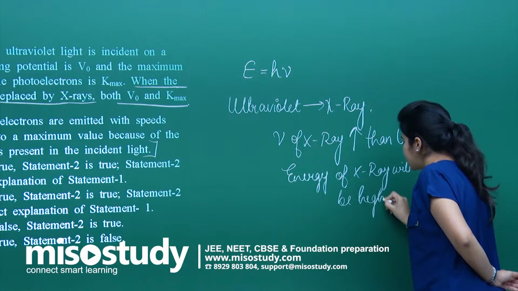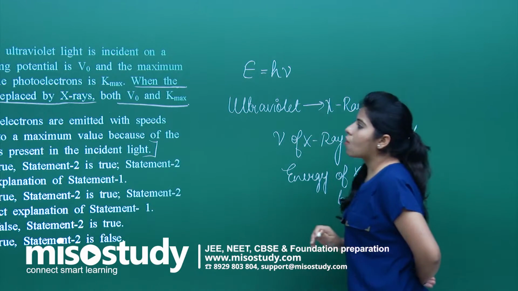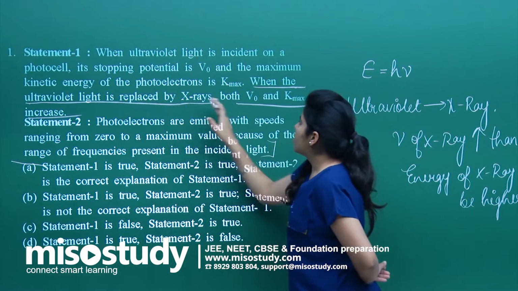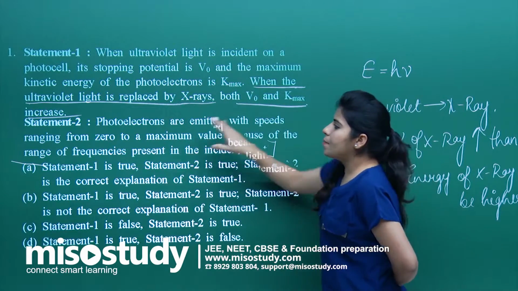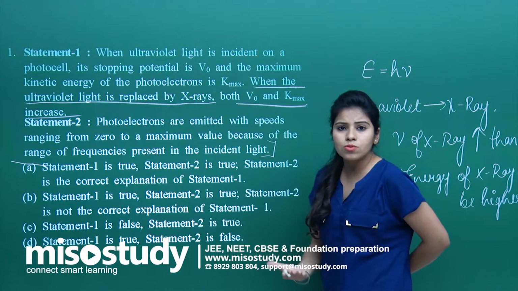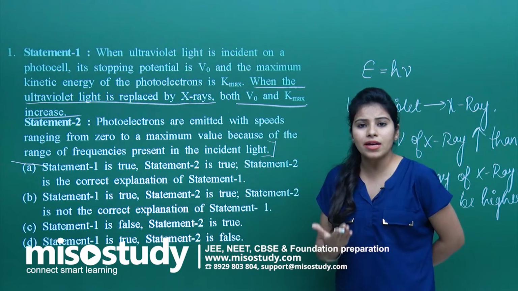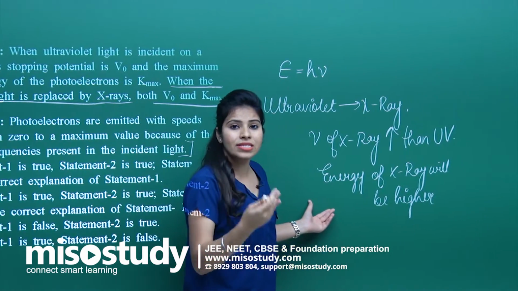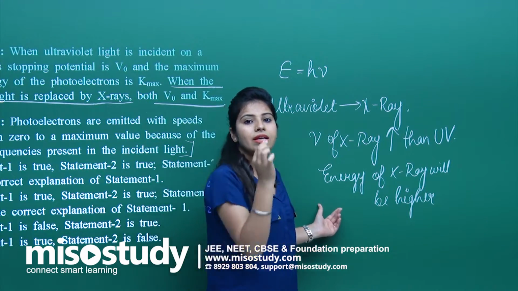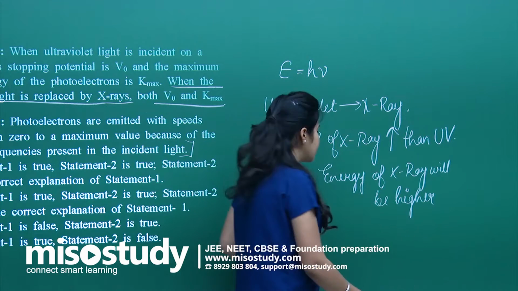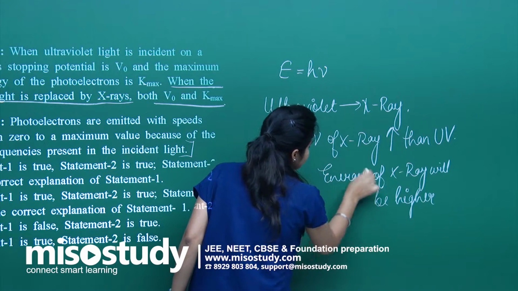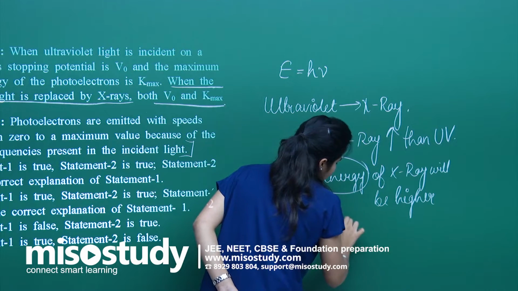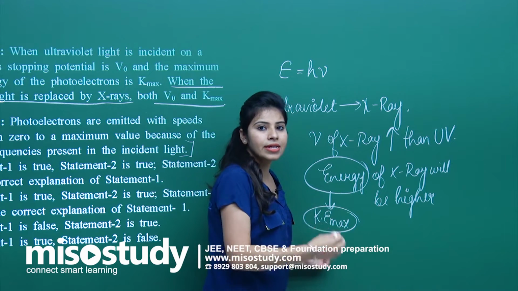In the question, let us see what the first statement was. According to them, when the UV is replaced by X-ray, both V naught and K max increase. K max is the maximum kinetic energy. Because the frequency is increasing, we can say that the kinetic energy is increasing. So finally, we can write that K e max is increasing.